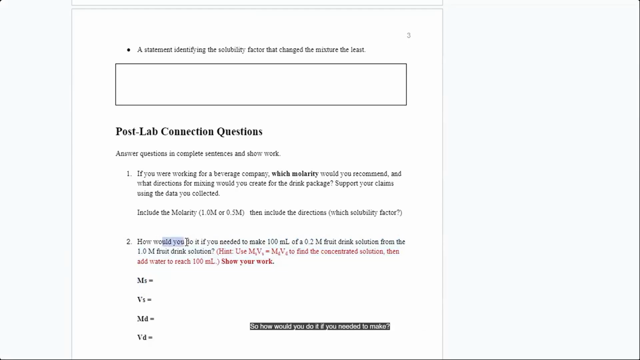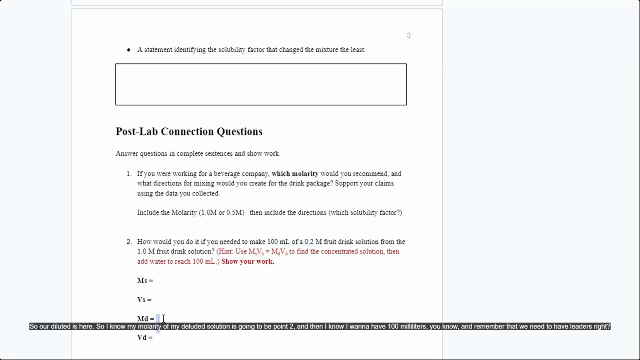So how would you do it if you needed to make a 100 milliliter of a 0.2 molar solution from the 1 molar fruit drink solution? So when we say from, look at this: 1 molar, 0.2 molar. Which one is diluted? That's the one that's the least concentrated. So our diluted is here. So I know my molarity of my diluted solution is going to be 0.2.